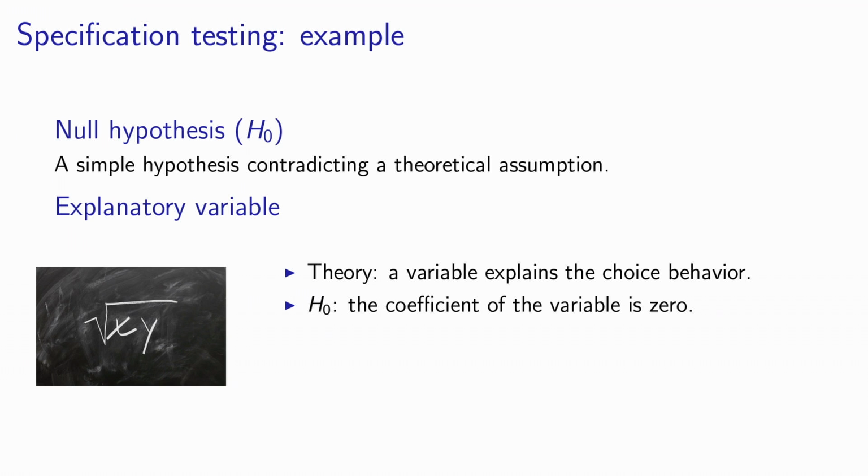In the context of specification testing, we also have the fact that the null hypothesis is a simple hypothesis contradicting a theoretical assumption. But in this case, we are testing if an explanatory variable explains the choice behavior or not. To make the parallel with the lady testing example, here our theoretical assumption is that a variable explains the choice behavior. Therefore, the null hypothesis that we would like to test contradicts this theory. H0 is that the coefficient of the variable is 0, so that the variable does not explain the behavior.